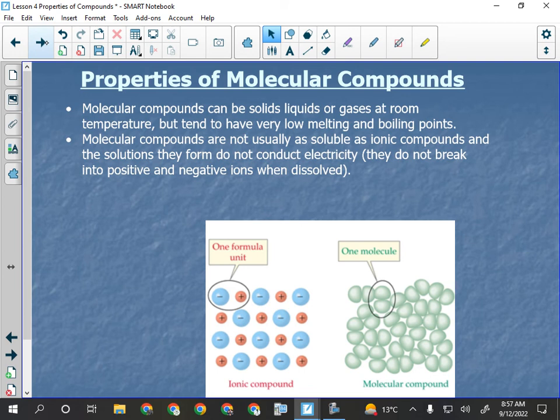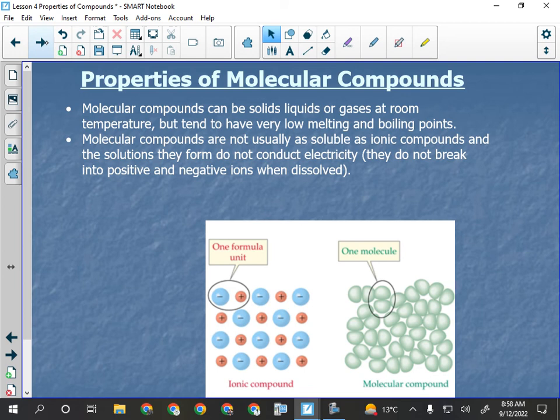Molecular compounds are not usually as soluble. They may or may not dissolve in water. Think about oil and water. Oil floats on top of water because it's not soluble. Sugar is soluble, but it's not as soluble as salt. You can dissolve way more salt in a liter of water than you can sugar.